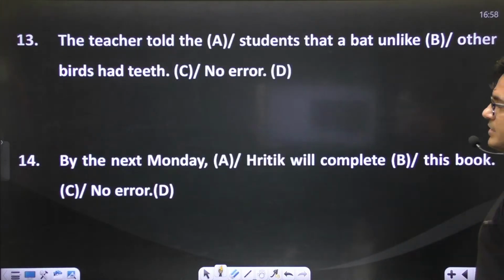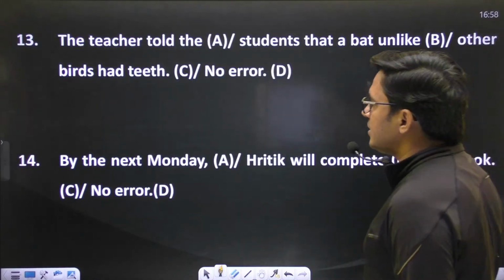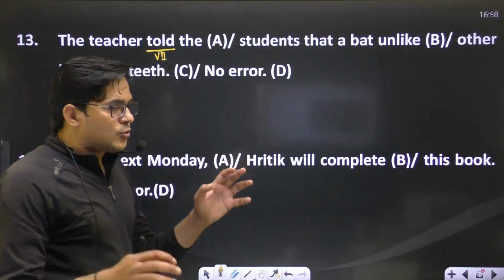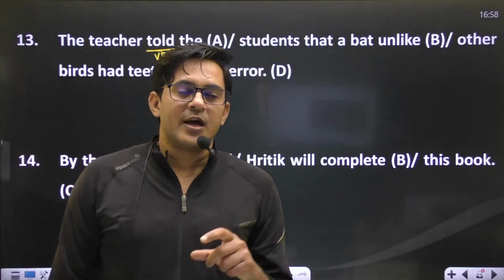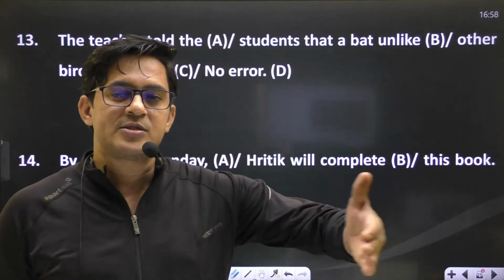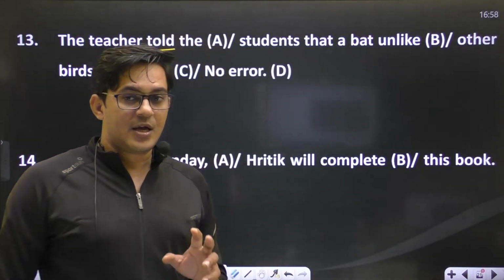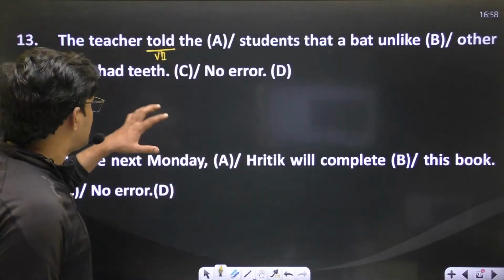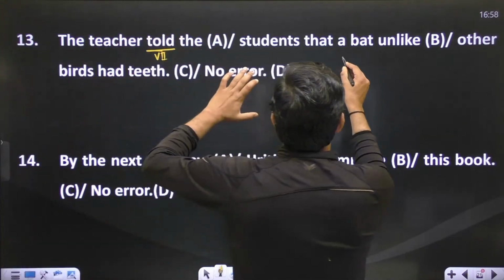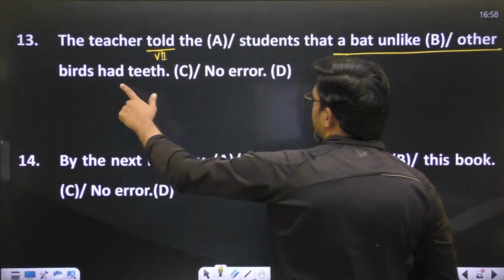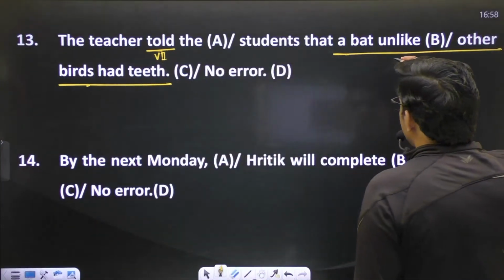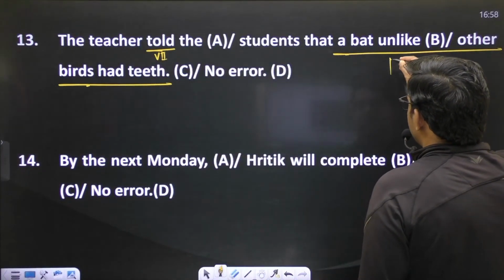Okay, move to the next sentence. The teacher told the students that a bat, unlike other birds, had teeth. This sentence is in past tense. Normally, if the first clause is in past tense, the rest of the clauses will also be in the past tense. But I said, except universal facts and proverbs. This first clause is past indefinite, but the clause a bat, unlike other birds, had teeth, is a universal fact.